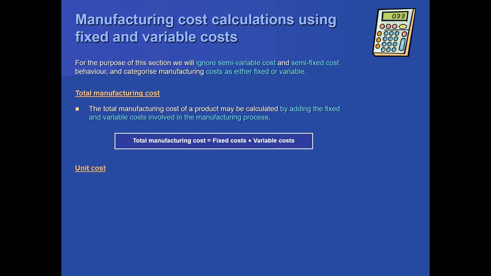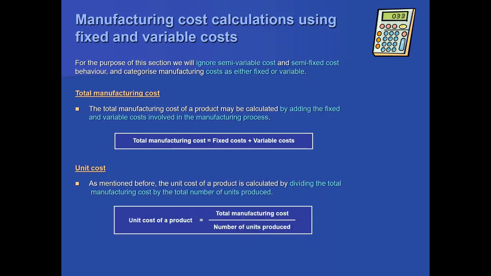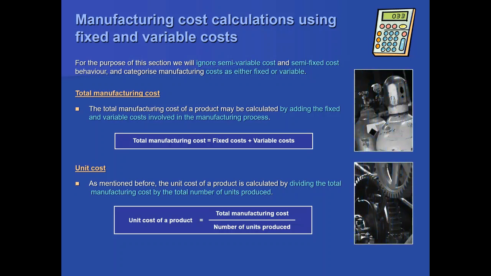The unit cost: when we think of a unit, we think of one item. How much does one item cost to manufacture? So the unit cost is calculated by dividing the total manufacturing cost by the total number of units produced. So it's just an average. So in equation form, unit cost of a product is the total manufacturing cost divided by the number of units produced.